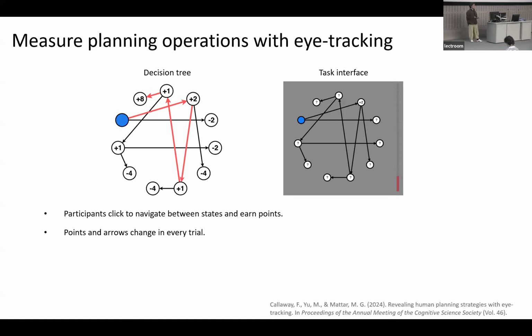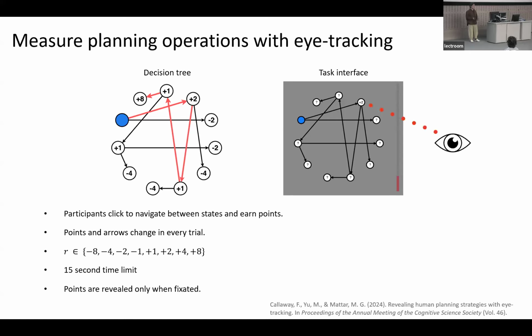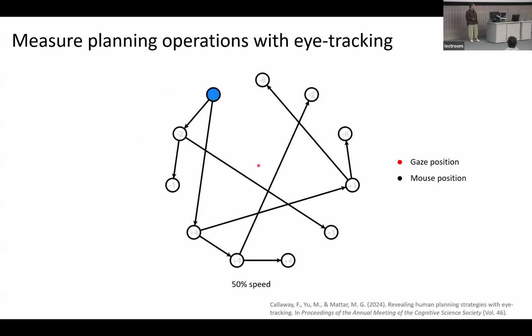In this task, both points and arrows are randomly shuffled every trial. Those points are sampled from a distribution centered on 0. Every trial has a 15-second time limit. And importantly, the point in a node is only revealed when participants fixate on that node.